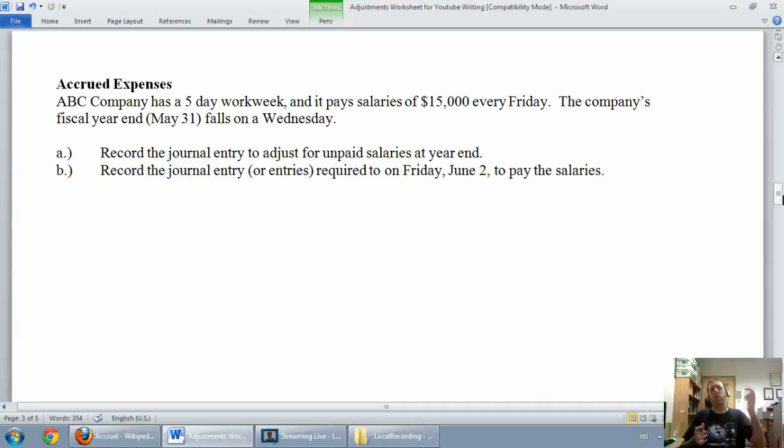And don't hold a gun to my head if this isn't a perfect definition, but it works for adjusting journal entries in at least introductory accounting. And I think we can complicate it further as you get further on in accounting. But when I think of an accrual, I think of something that's built up over time, but the money hasn't changed hands yet. So when I think of an accrued expense, I think, okay, there's an expense that's been building up, but I haven't paid the bill yet.